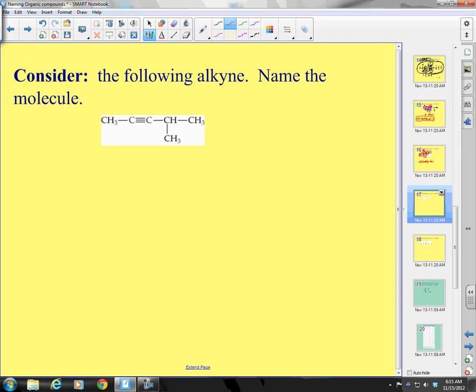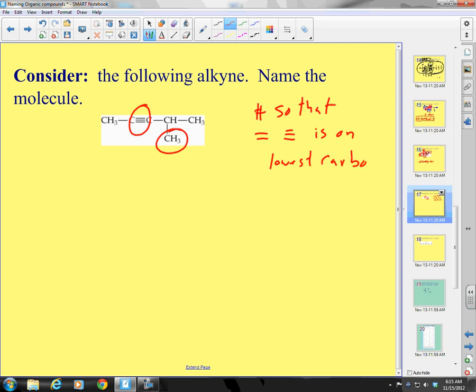Aha. What do we have to do here? Well, we've got 2 things going on here. I've got a triple bond, and we know we have to number that, and I have a group. Okay, the rule here is if you have a multiple bond, you want to number so that the multiple bond, the double or triple, is on the lowest carbon. That makes it easy in numbering, right?